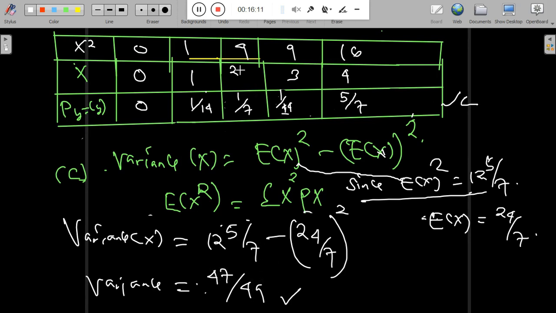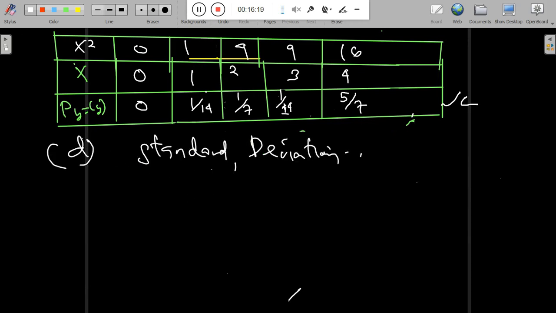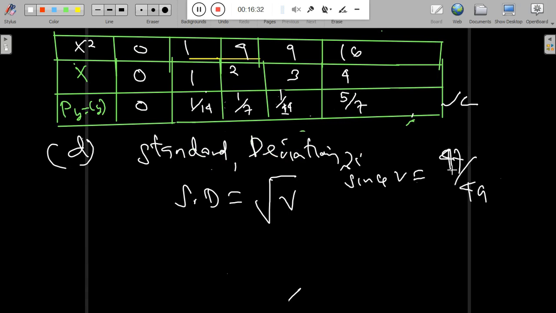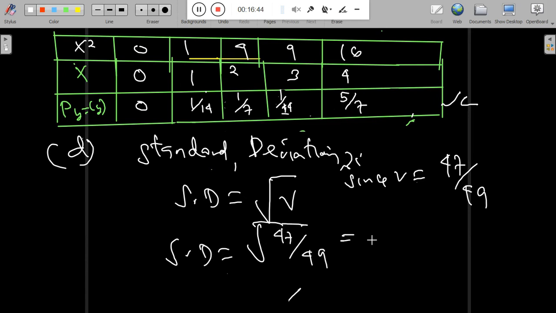Since we found the variance, it is possible to find the standard deviation. The standard deviation is equal to the square root of the variance. So the standard deviation is equal to the square root of 47 over 49. That will give 0.979. So that will be the answer for the standard deviation.